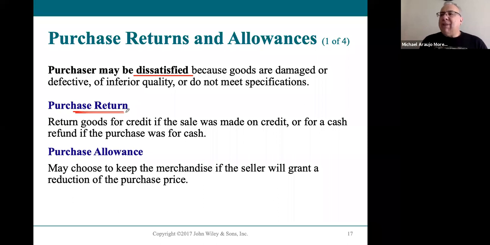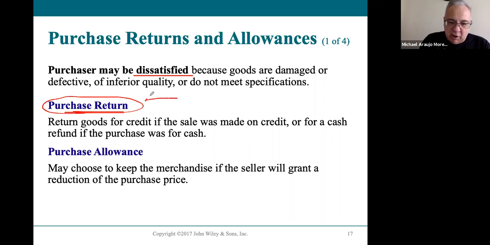So again, Salk Stereo opens the box, looks at the circuit board, looks at all these circuits, and decides, I think I bought too many circuits. I want to return one. Well, that's a purchase return. This is very common. This is very, very common. It happens all the time.